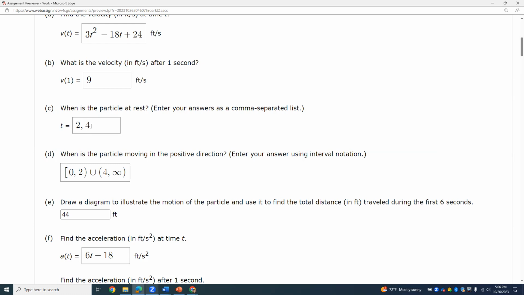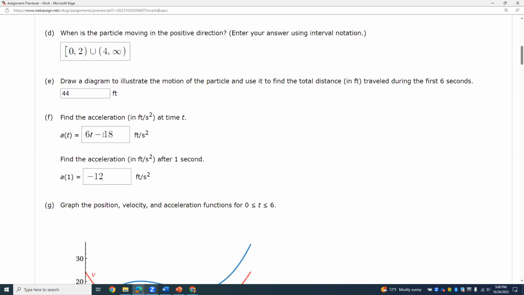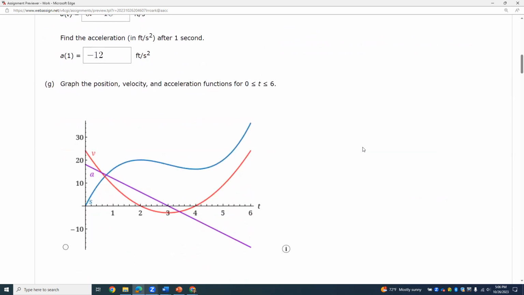It should be above the x-axis from 0 to 2, and then below the x-axis from 2 to 4, and then again above the x-axis from 4 to infinity. And then also the acceleration should be a linear equation with a positive slope starting down at -18. So that's a lot going on between all of these things, and we can use all of that information, it ties in together to help pick out what graph this is going to be.